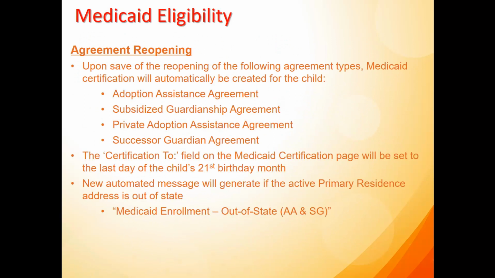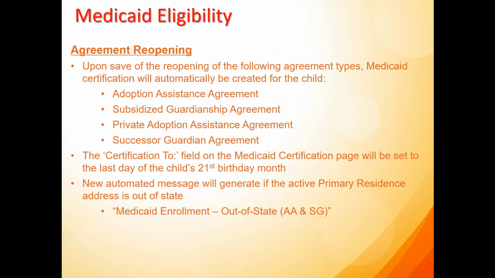The third change automatically creates Medicaid certification for a child when the following agreement types are reopened: Adoption Assistance Agreement, Subsidized Guardianship Agreement, Private Adoption Assistance Agreement, Successor Guardian Agreement. Upon save of the reopening of any of these agreement types, Medicaid certification will automatically be created for the child.